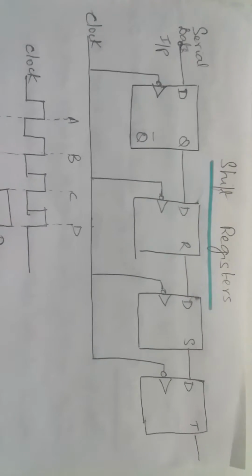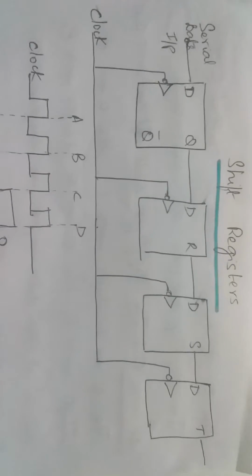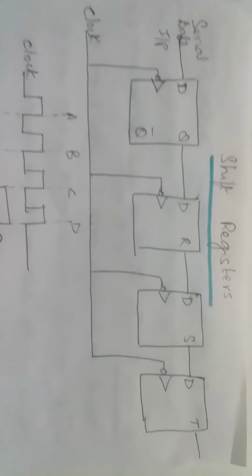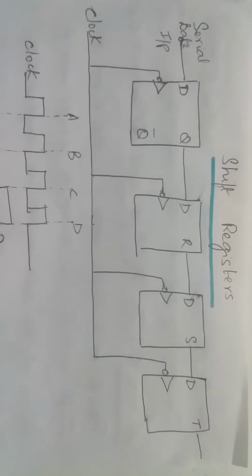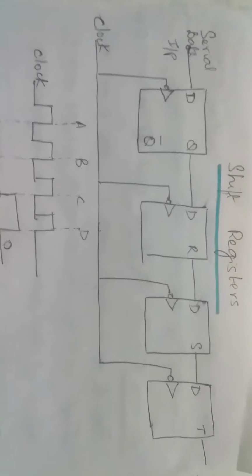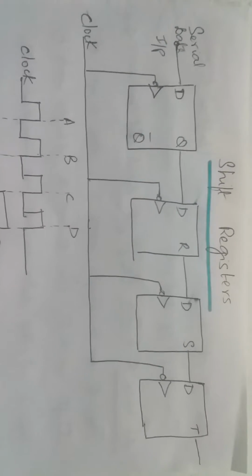So let's now look at a serial in, serial out shift register. First you are inputting the data serially, the word is stored, and then we'll see how the data is retrieved. So now let's see the storing of the data.